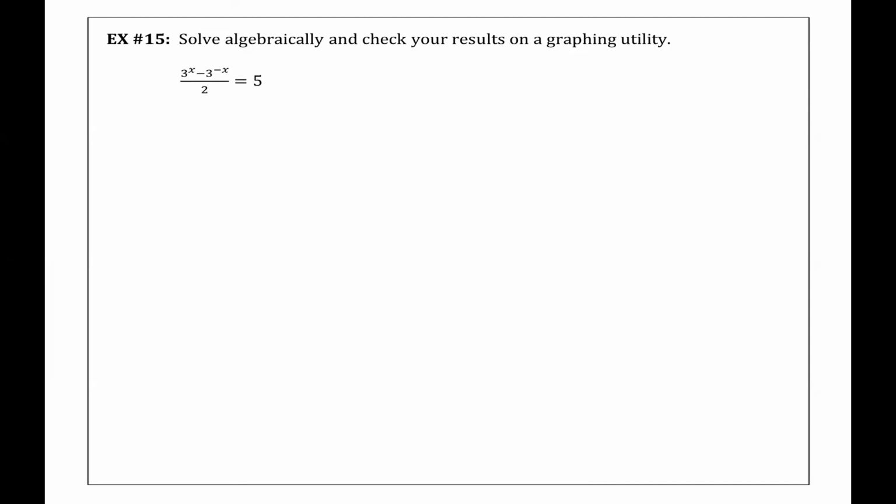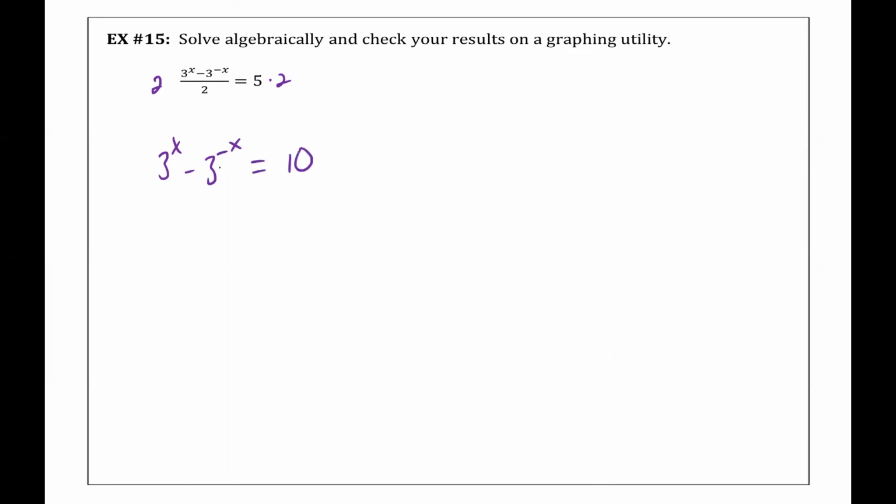So when you have problems like this, you're going to be using all of the algebra skills that you have, and that's going to involve you having to recognize some patterns and analyzing. So I have (3^x minus 3^(-x)) divided by 2 equals 5. The first thing I want to do is try to isolate my variables. So to isolate my variables, I'm going to multiply both sides by 2. So now we're working with 3^x minus 3^(-x) equals 10.